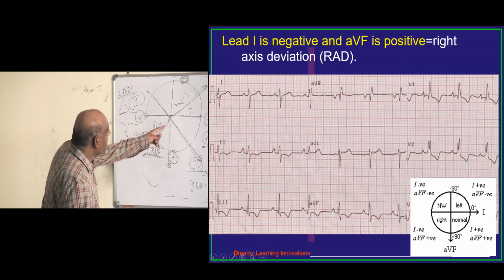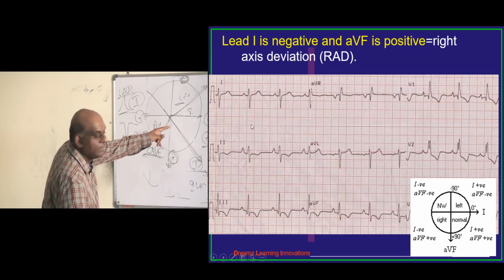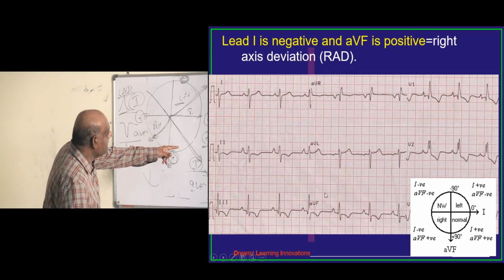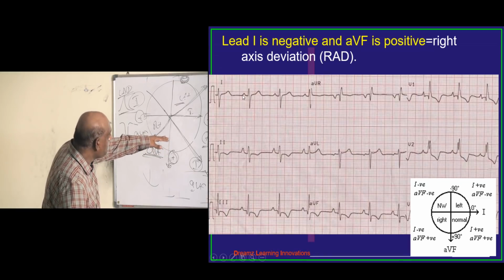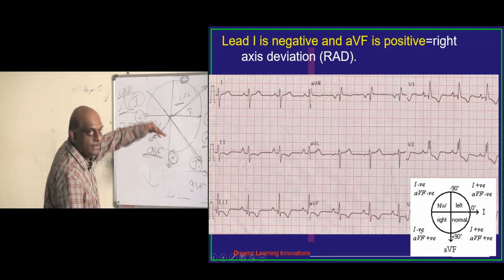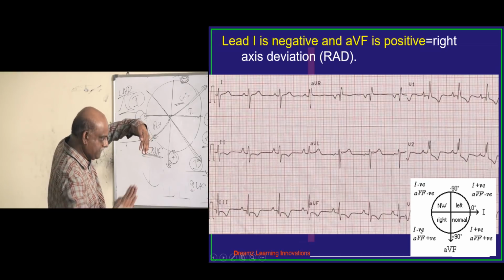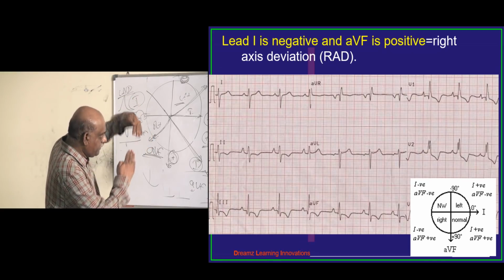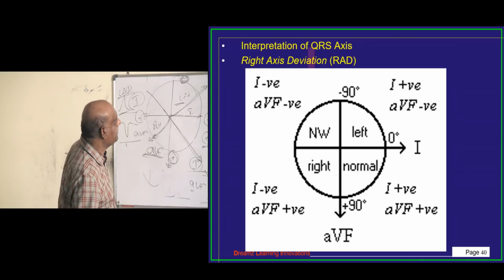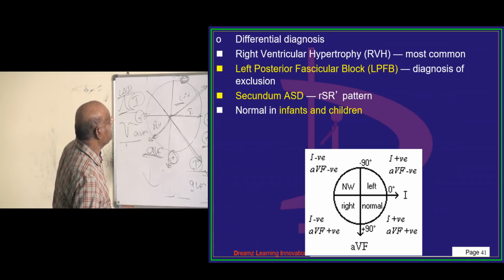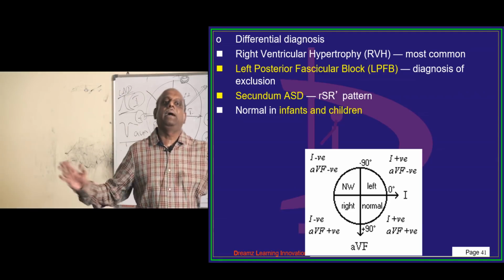Then lead 1 is negative. How is the lead 1 here? Negative. How is the lead AVF here? Looking up, positive. Both are right towards each other. AVF is looking up, lead 1 is looking down. They both are right towards each other. Hence it is an example of right axis deviation is what you need to remember.